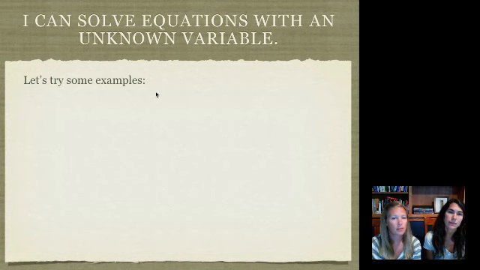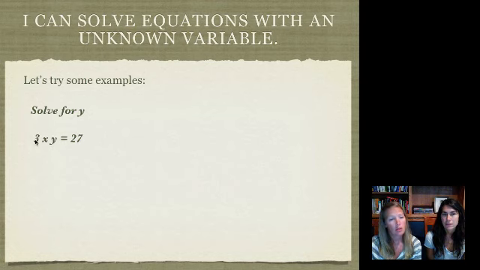All right, so let's take a look at some. Remember, we've got our variables. So in this case, y is our variable. We need to solve for y. So 3 times y gives you 27. So what is y? Well, 3 times what gives you 27? 9. So y is 9. That's all there is to it.